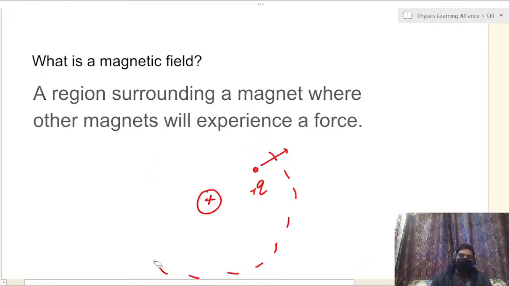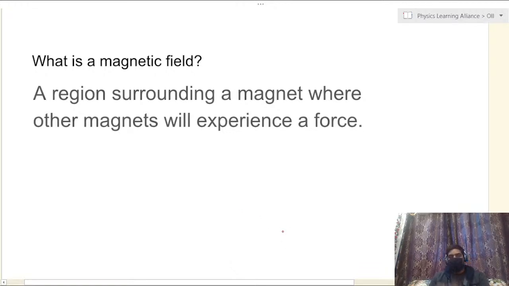Likewise is the case of magnetic field. If you have a magnet, in the region around that magnet, another magnet will experience a force. So that region is called magnetic field. Keep in mind the magnetic field term is used for that region, the surrounding region in which another magnet or a magnetic material would experience a force.